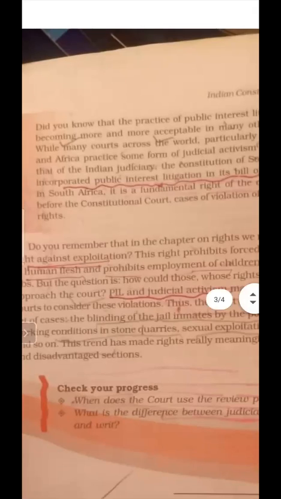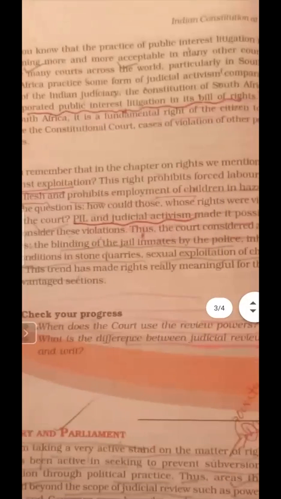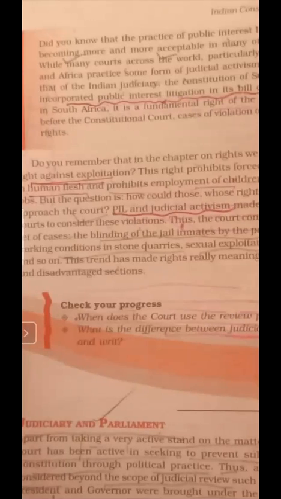Do you remember that in the chapter on rights we mentioned the rights against exploitation? What do you mean by this right? This right prohibits forced labor. You know, forced labor in our country. In Hindi we call it begari. So this right prohibits forced labor and trade in human flesh. People are bought and sold. Young boys and girls are being sold in the market even. And it prohibits employment of children in hazardous jobs. We cannot employ small children in dangerous work. We cannot employ children.